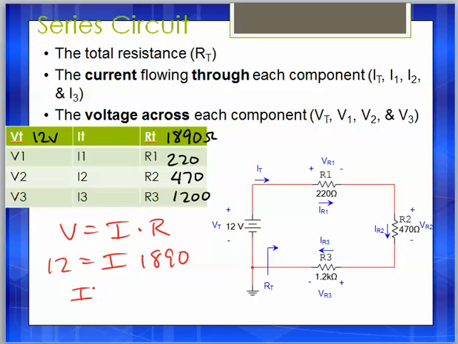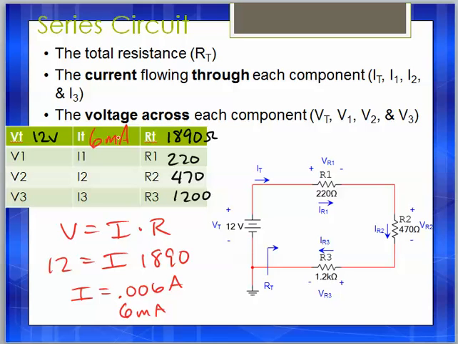And the current here then turns out to be 0.006 amps. Now we wouldn't typically use that. We're probably going to convert it to milliamps, which would allow us to move the decimal over, and we'd probably say this is 6 milliamps. So this becomes 6 milliamps.